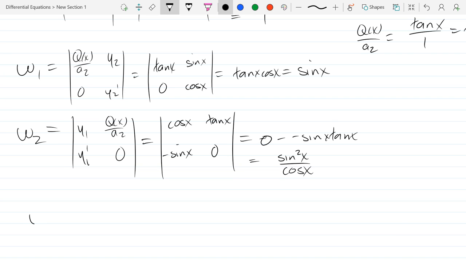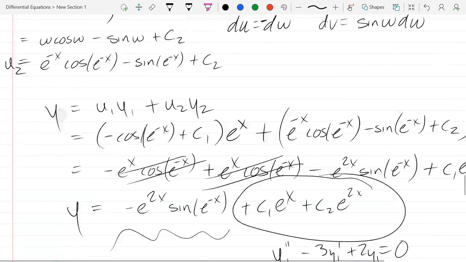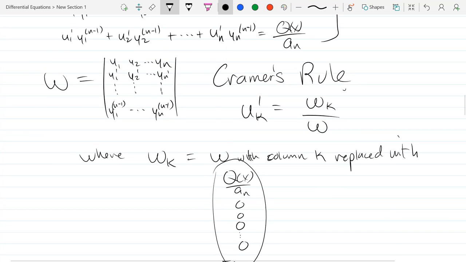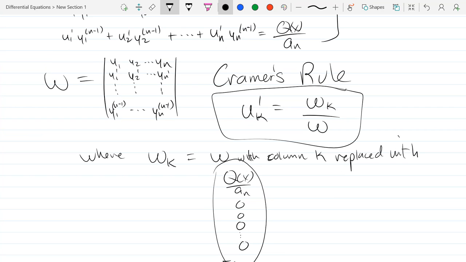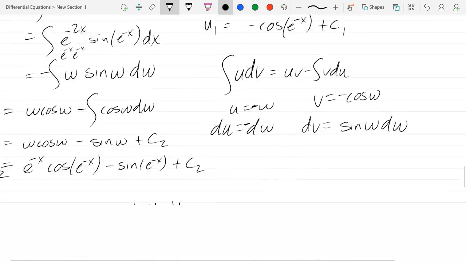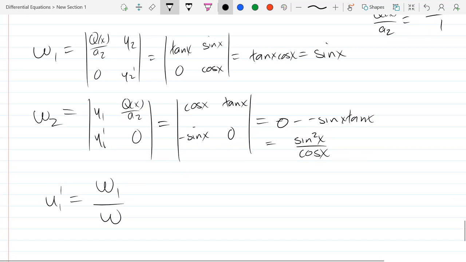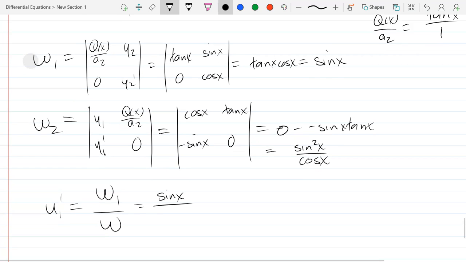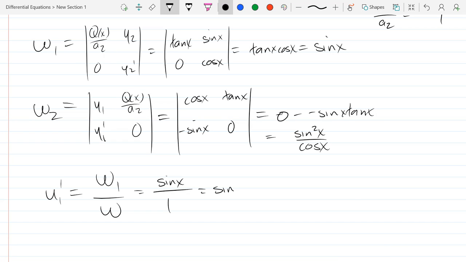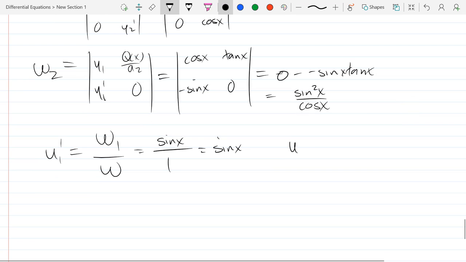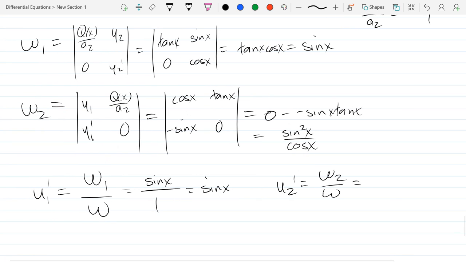So the other part of this, U1 prime is W1 over W. So this is the Cramer's rule part right here. So each term is its own special Wronskian divided by the regular Wronskian. So that's sine X over 1, or sine X, and U2 prime, W2 over W. So our W2 is sine squared over cos, divided by 1.